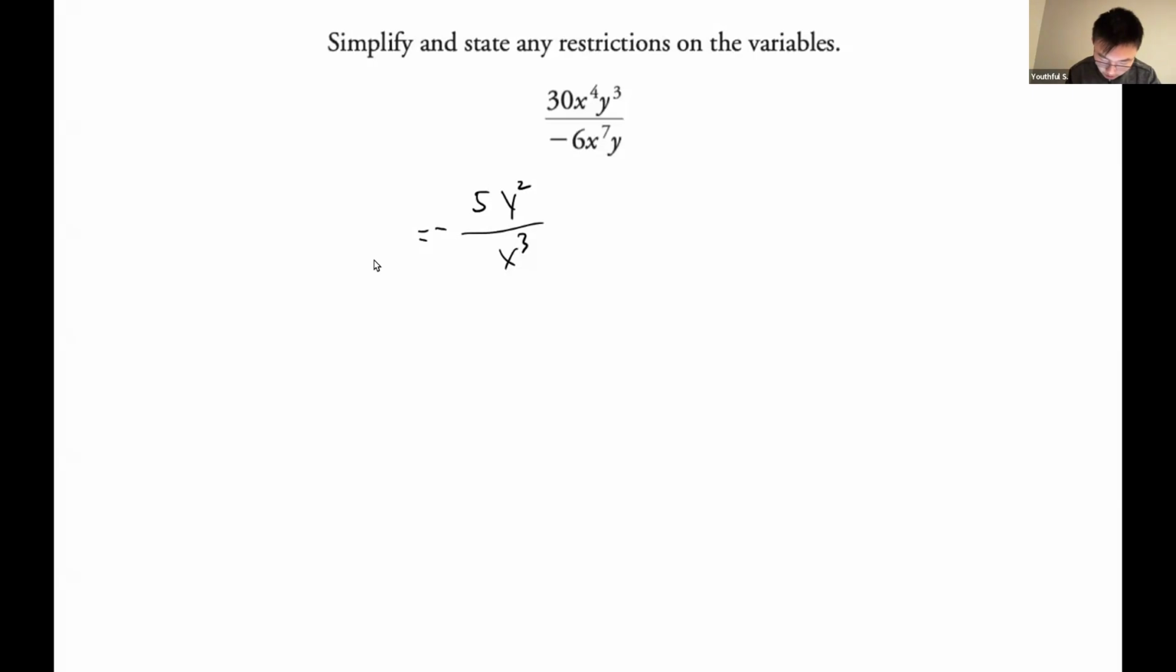Now, restrictions, we can see from here that x cannot be equal to 0. But then if we consider the unsimplified form, we see that y also cannot be equal to 0. So those are its restrictions. And that's pretty much it. We're not going to graph this because it has y over here. You could solve for y, but they don't really intend us to do that.